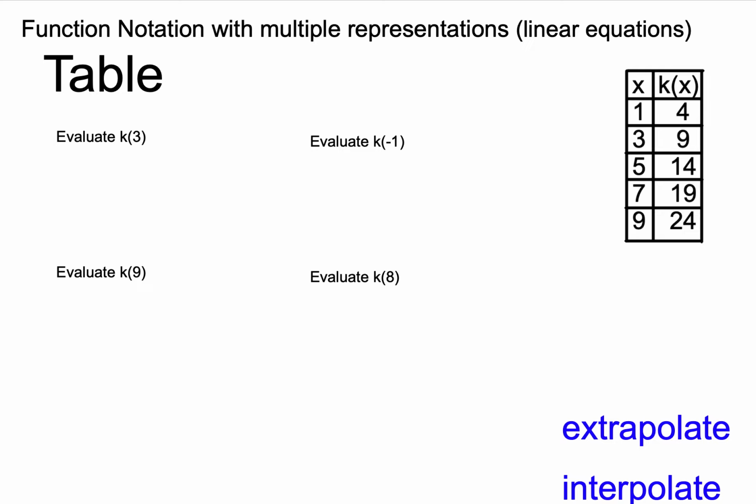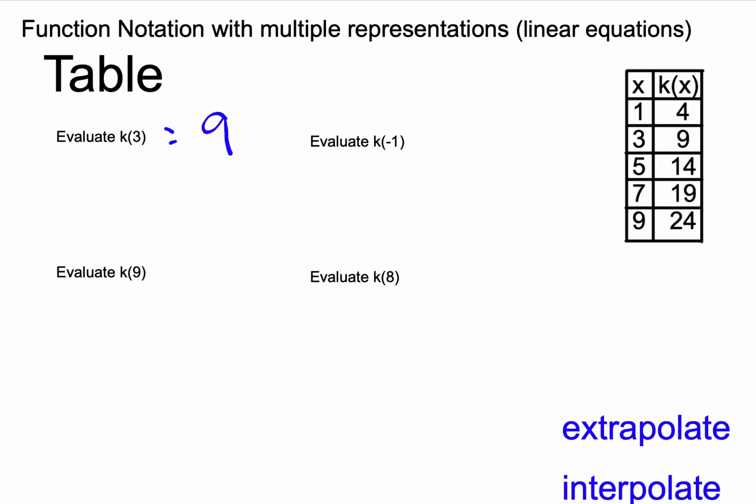Evaluate K of 3. Now from a table, we have the x column, which is the input column, and the K of x, or output column. To do this, we need to take an input of 3, find it, see what the output is. In this case, it is 9.